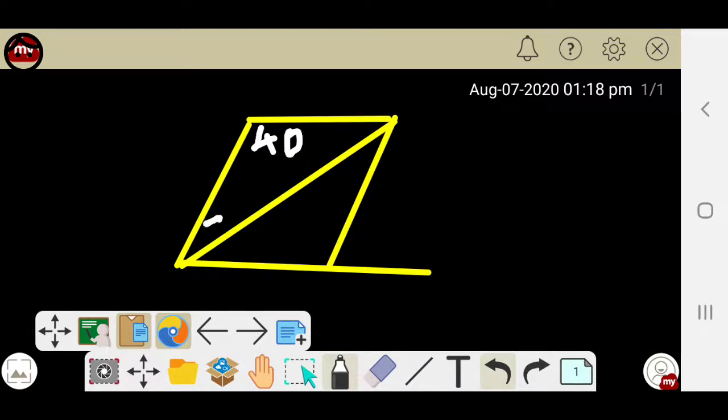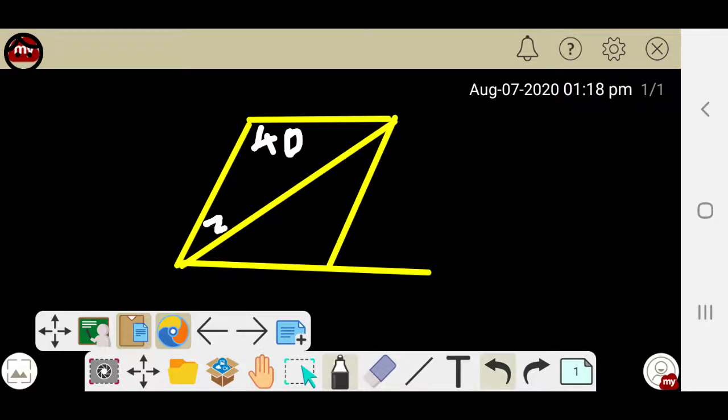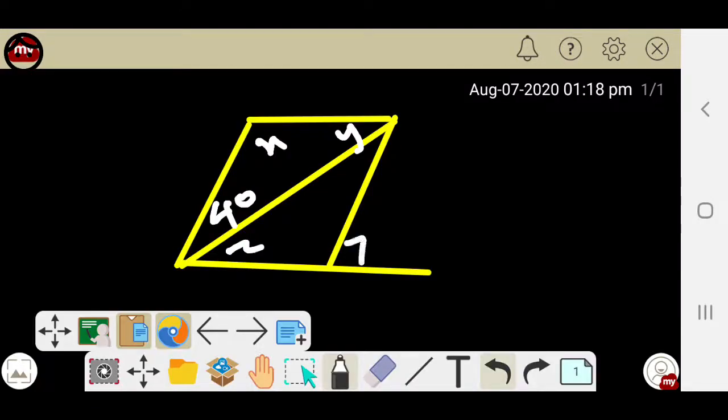This one is 40, this one is z. 40, z, x, y. Then also 70. We have to find out the measure of x, y and z. Okay, dear children. Yes, here HOPE is a parallelogram.